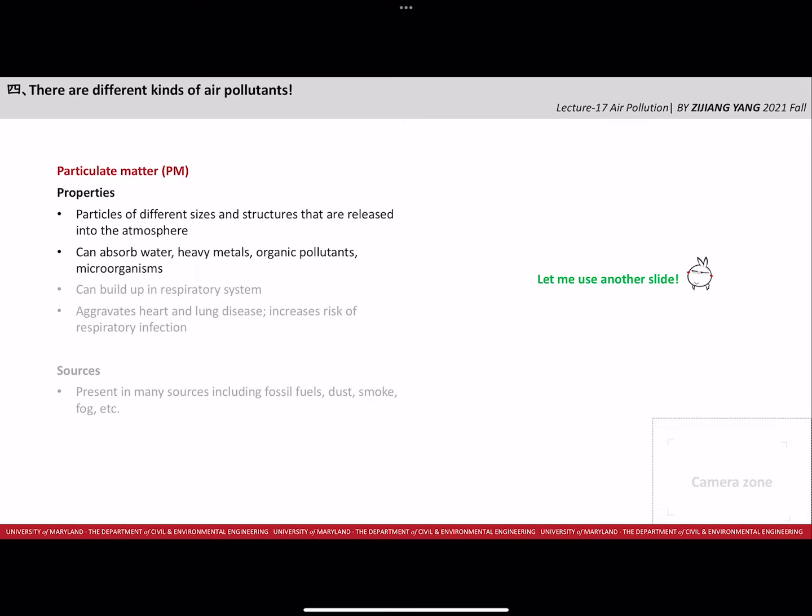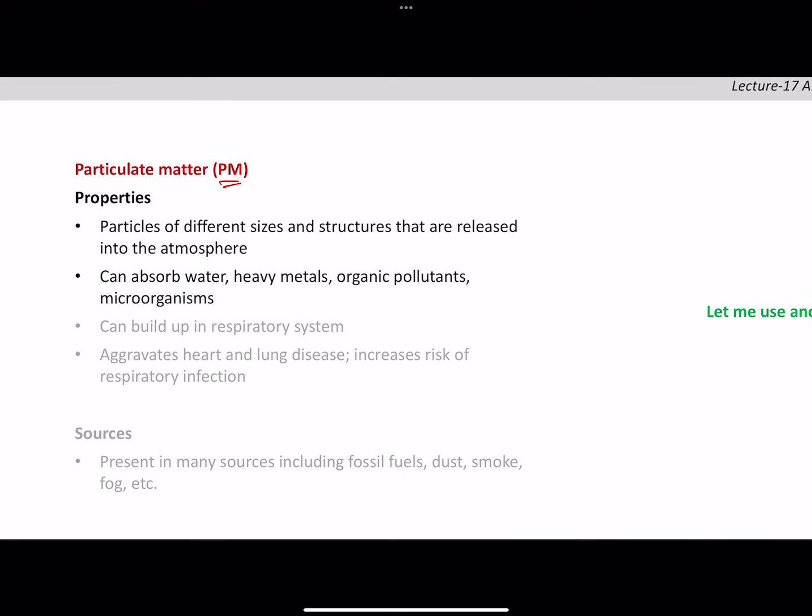The next one is particulate matter, which is what my research is working on. For the properties, we usually use PM to refer to particulate matter. Particulate matter has different sizes and structures that are released into the atmosphere. I will talk about it later.